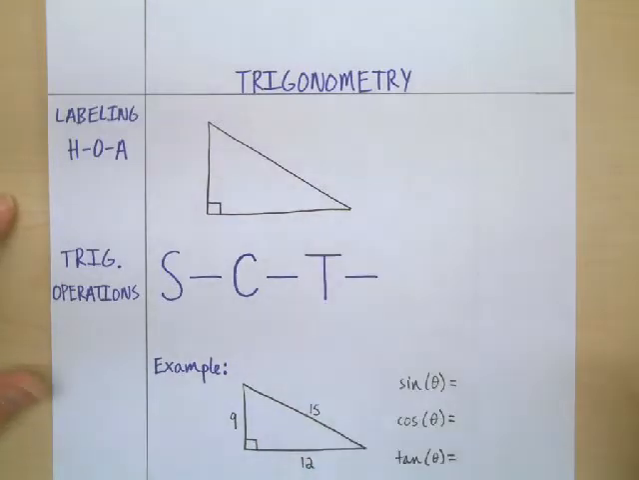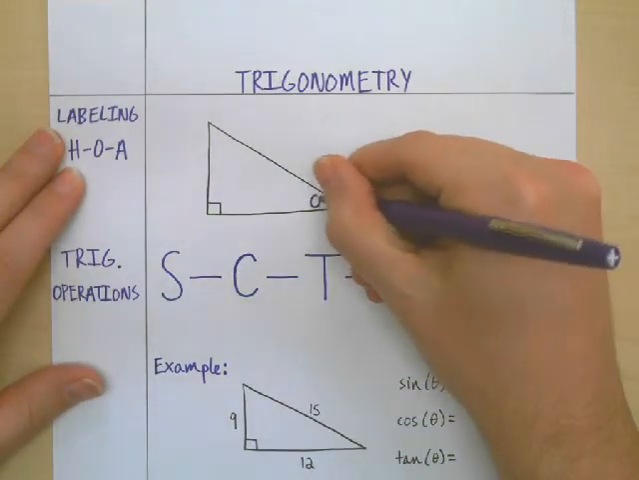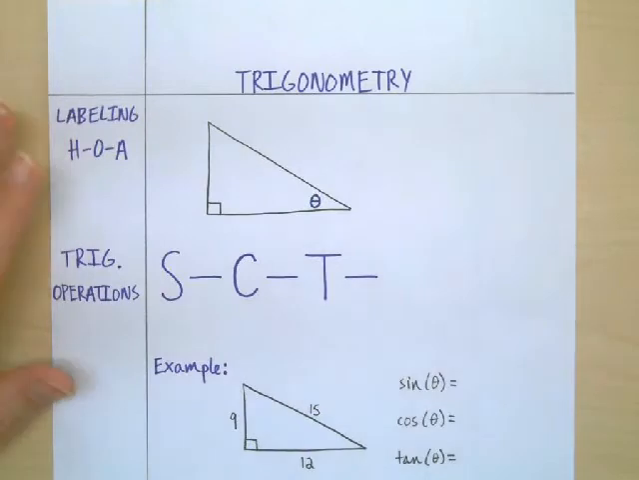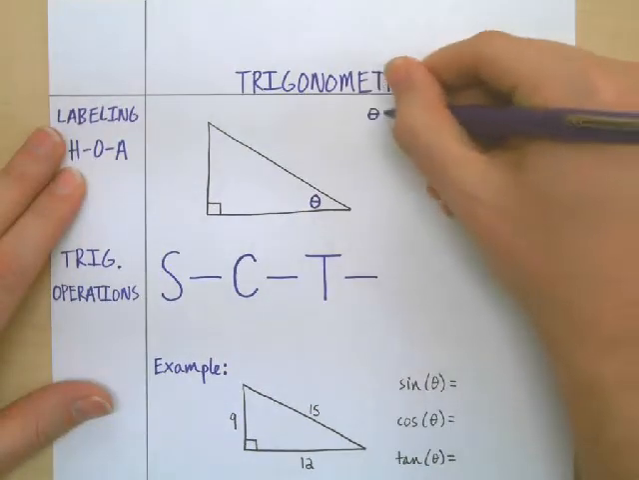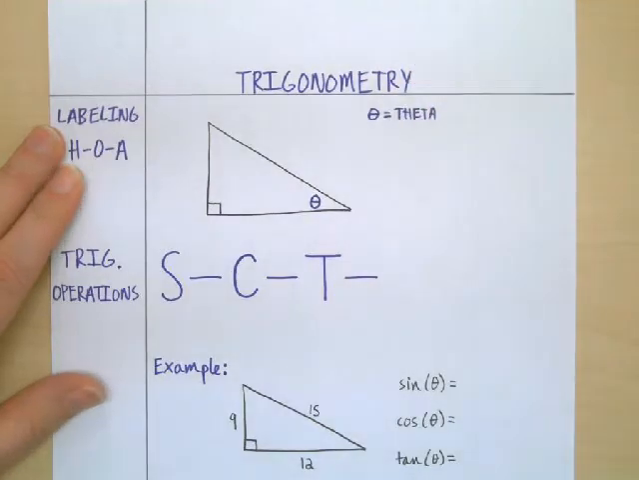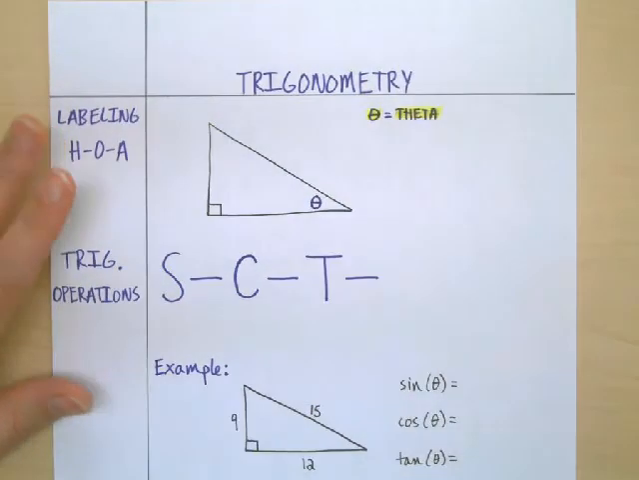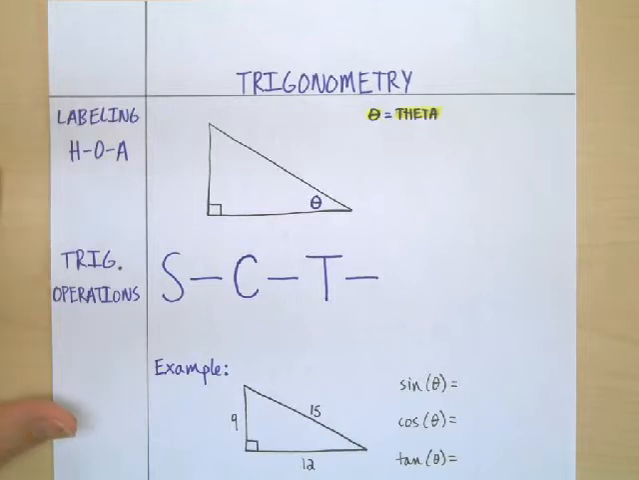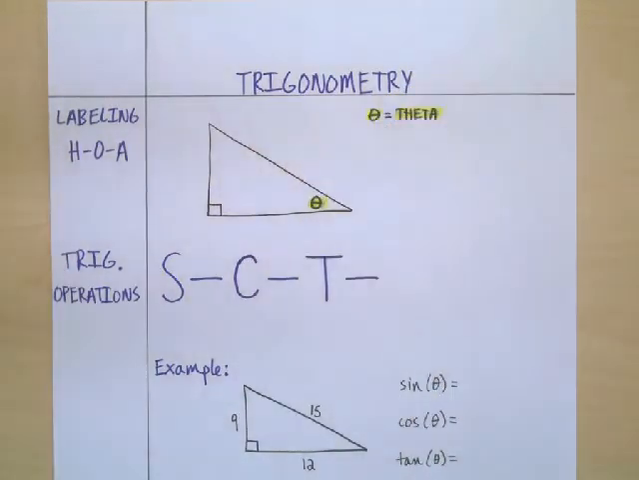I've got a right triangle here, and I am going to place an ancient Greek symbol called theta in that corner of the triangle. Theta holds the place of an angle. Theta is where we are going to start labeling our triangle from.